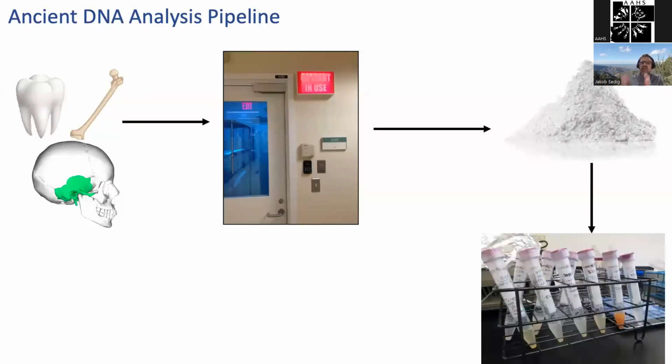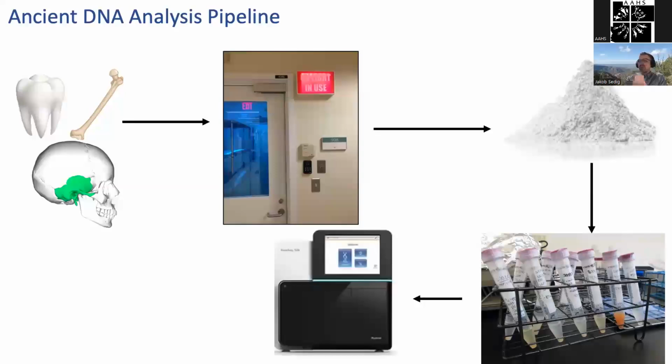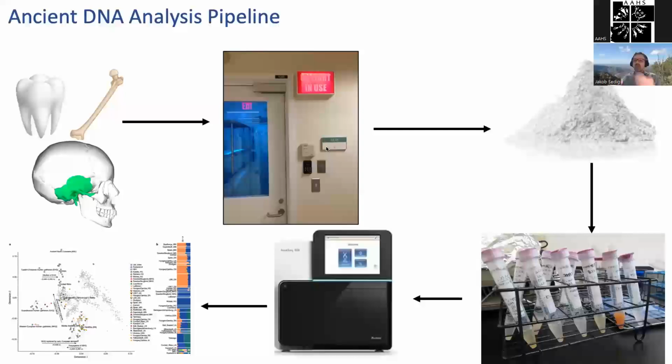The powder is then, we take a number of steps to turn that powder into what's called an extract. It's basically liquefied. There's a number of steps that removes all minerals, any other material that is in the bone, leaving us only with the DNA. We turn that extract into a library, which is basically making copies of the DNA that are floating around in this soup that we've created. Then we take that library and put it through what's called a sequencer. The sequencer reads all the individual A, T, C's, and G's that are floating around, and then aligns them against a reference genome.